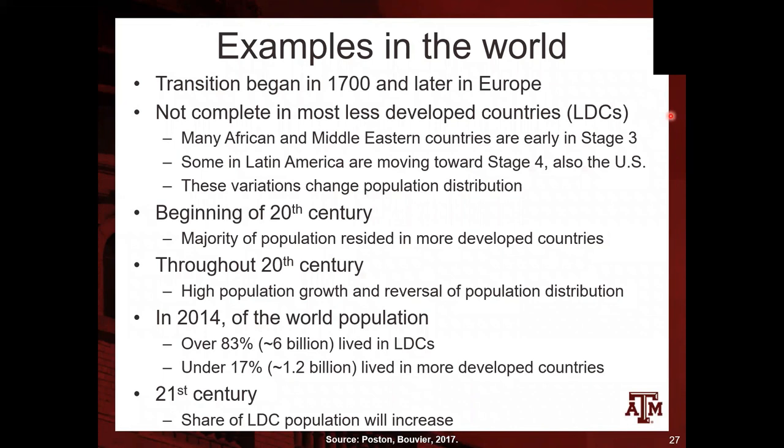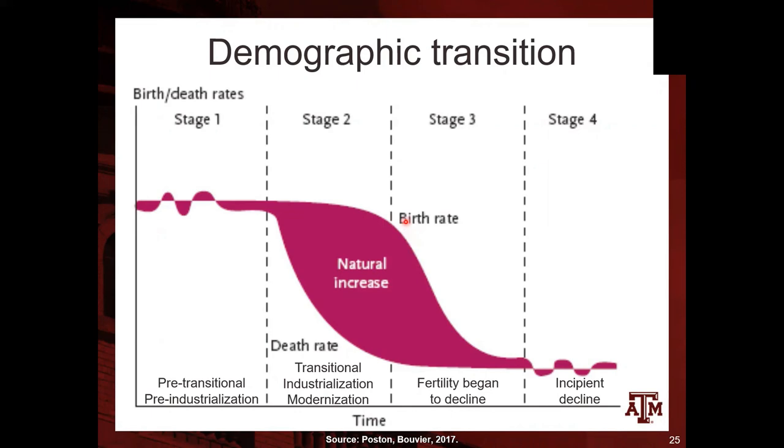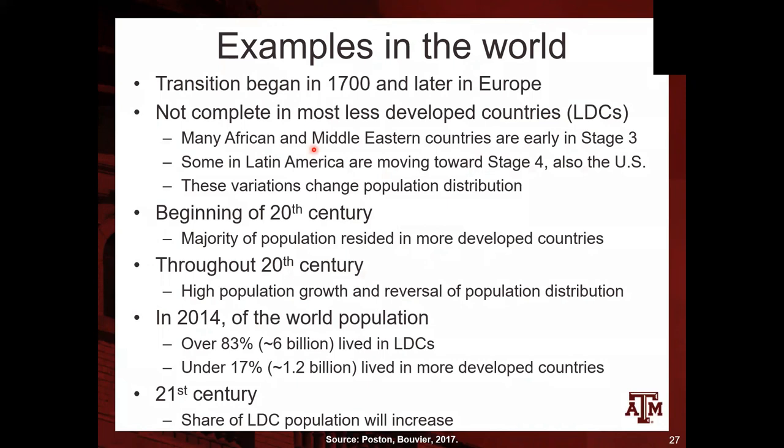So, some examples in the world: the demographic transition theory began in 1700, later in Europe, and is not complete in most of the less developed countries. Many African and Middle Eastern countries are in early stage three. So we start to see declines in fertility in some of these countries, but they are early here, with fertility still high. Some in Latin America are moving towards stage four, in which we have really low levels of fertility, as well as here in the US.